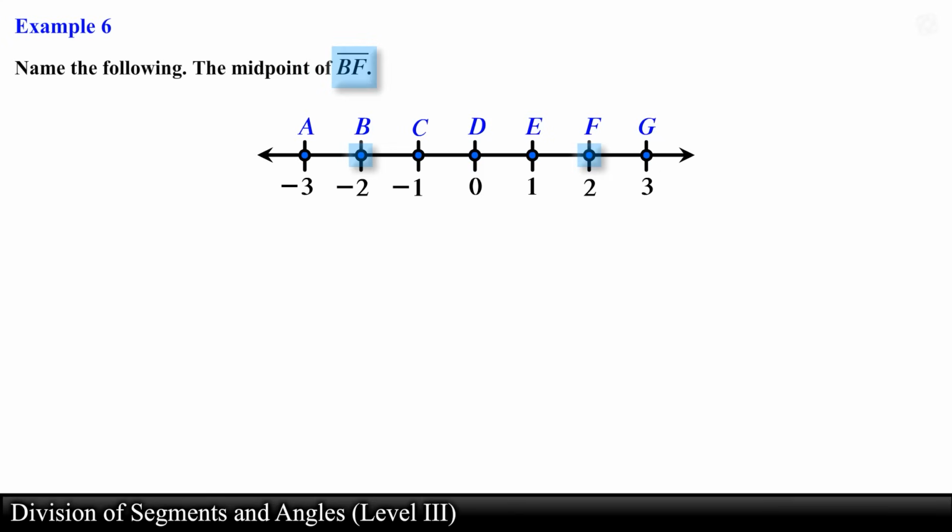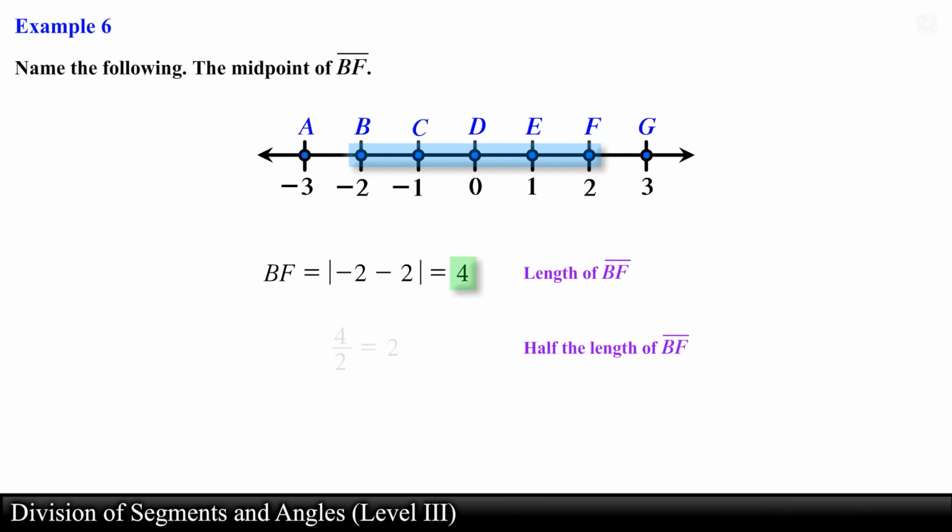In order to determine the midpoint, we need to know the length of this line segment. We can determine the length by taking the absolute difference of the point's coordinates. In this case, the length of segment BF is equal to 4. We know that the midpoint will be located at a distance that is half this length, relative to either endpoint of line segment BF. If we start at point B and move 2 units to the right, we end up at point D with a coordinate of 0.